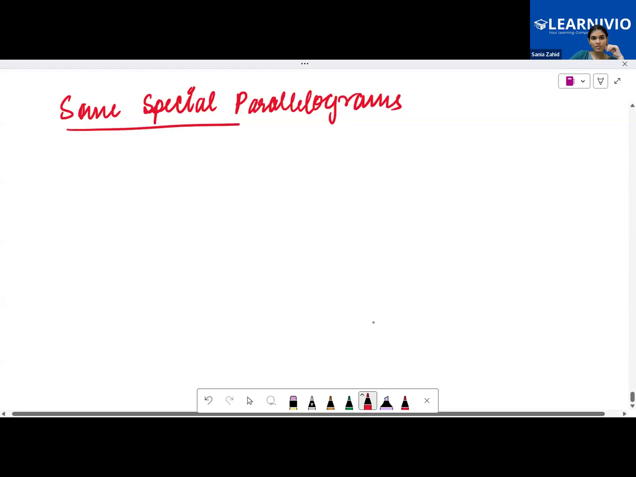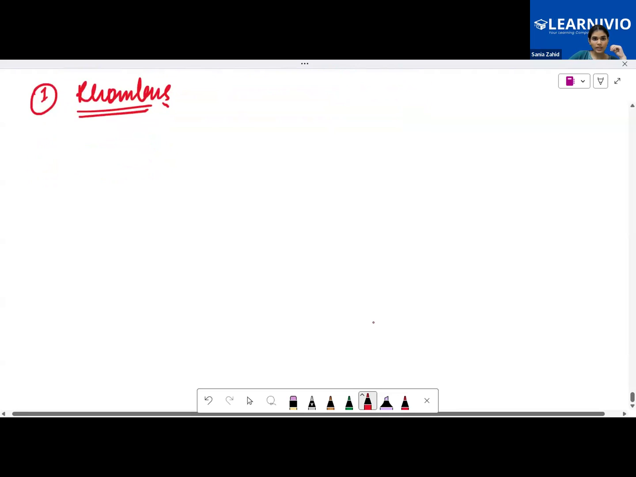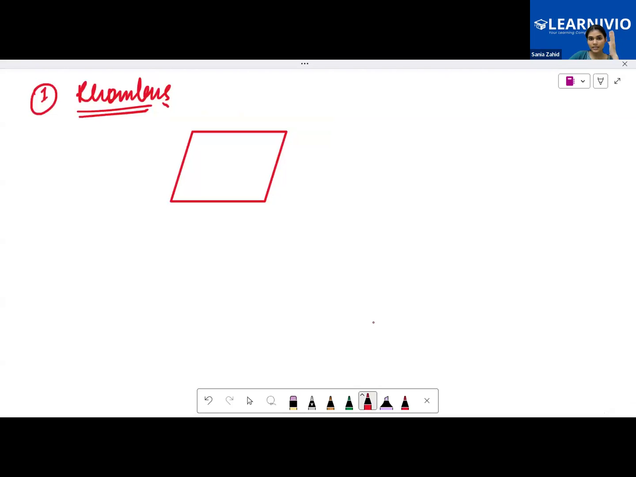In some special parallelograms, the first parallelogram that we shall have is the rhombus. What happens in a rhombus is we have a figure something like this. Like a tilted square is known as a rhombus. So this is A, B, C, and D. Basically, AD side will be parallel to BC side and AB will be parallel to DC.